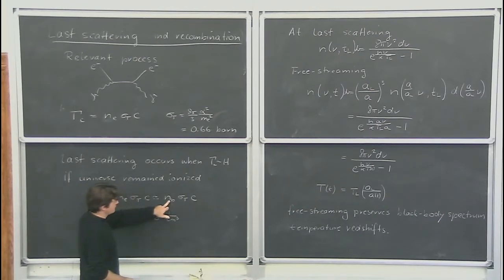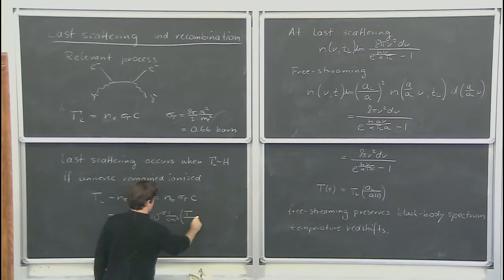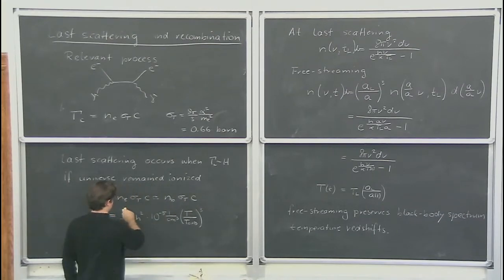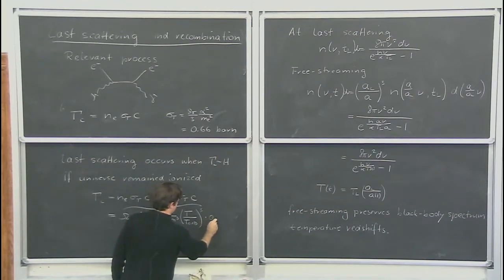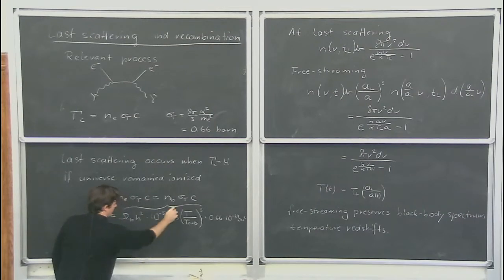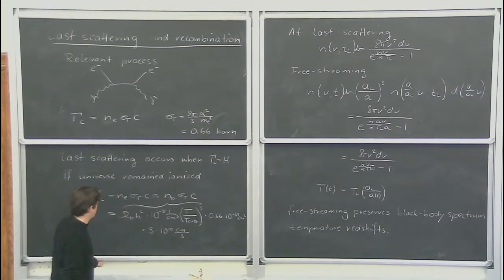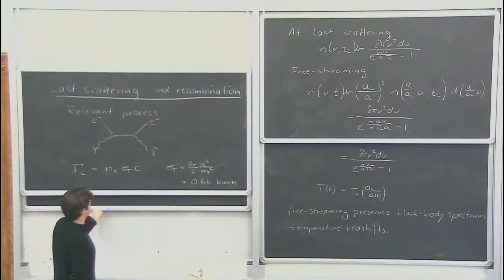And then we also know that this redshifts like the third power of the scale factor, or since we saw that the temperature redshifts like the scale factor, we can also write it as T over T CMB to the third power. So this is the number density of baryons written in this way, times 0.66 times 10 to the minus 24 centimeter squared, that's the Thomson cross-section, and then we have the speed of light, which is 3 times 10 to the 10 centimeters per second, and let's just continue on this one.